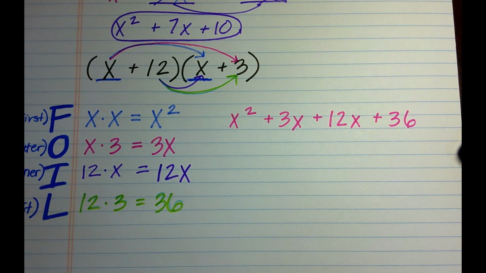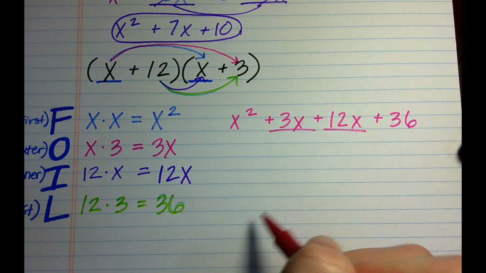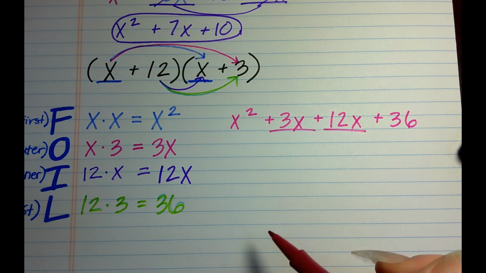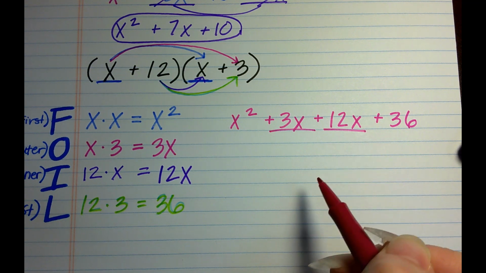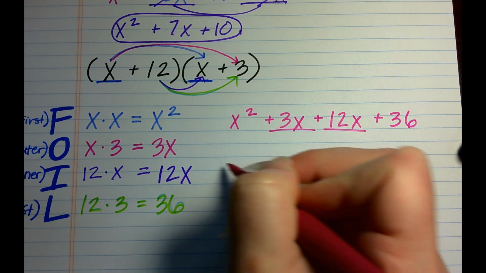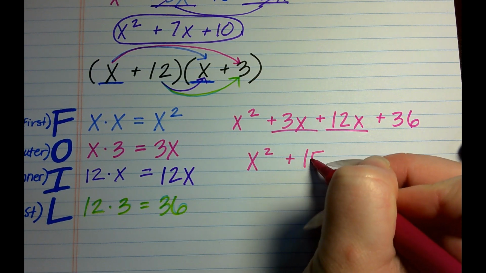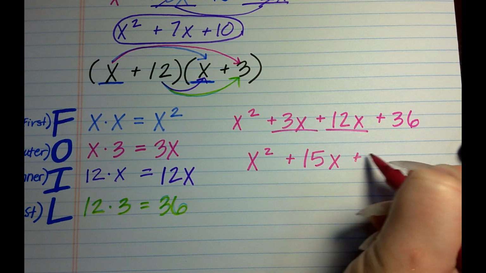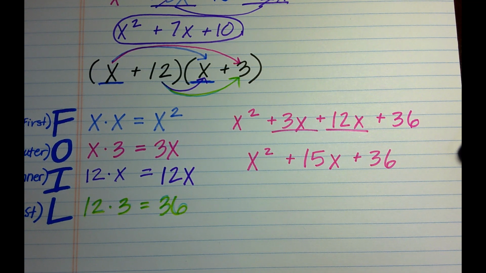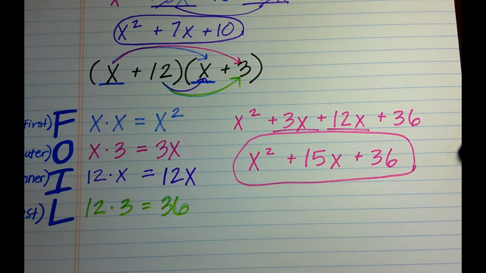Is that simplified? No. What do I need to do? Group my like terms, let's combine them. I've got 3x and 12x, which gives me what? 15x. So I'm going to rewrite my other terms: x squared plus 15x plus 36. And that's our answer. We multiplied binomials. Amazing.